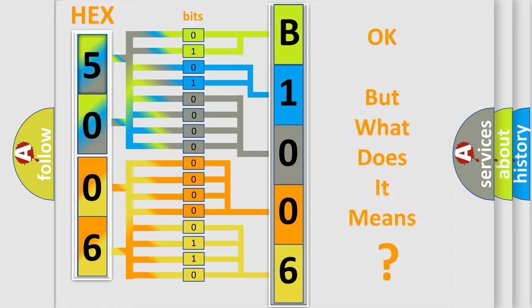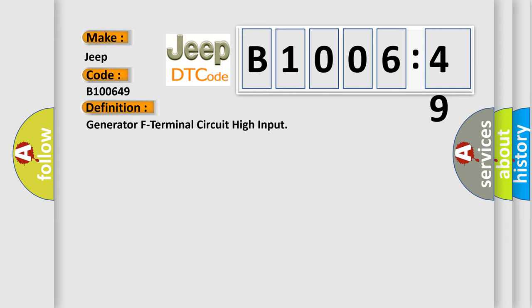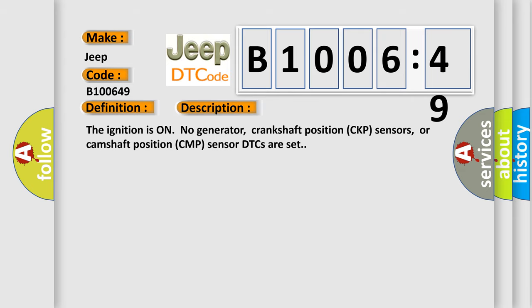The number itself does not make sense to us if we cannot assign information to what it actually expresses. So, what does the diagnostic trouble code B1006-49 specifically interpret for Jeep car manufacturers? The basic definition is generator F terminal circuit high input. And now this is a short description of this DTC code.